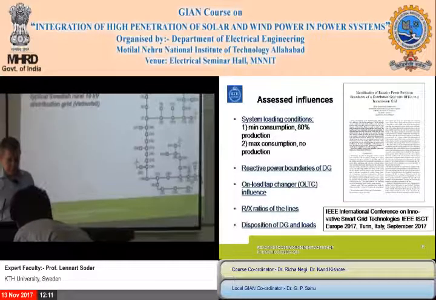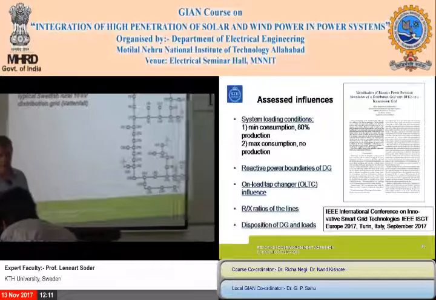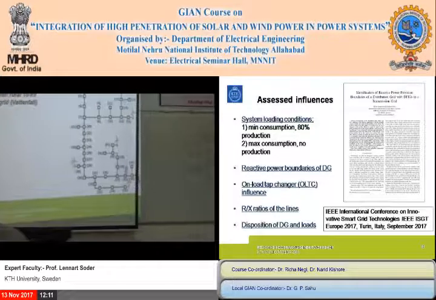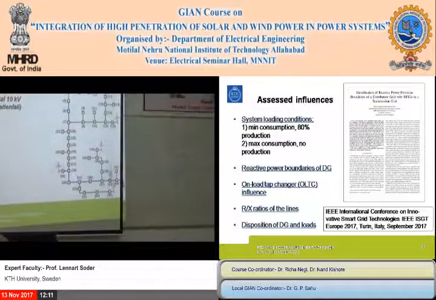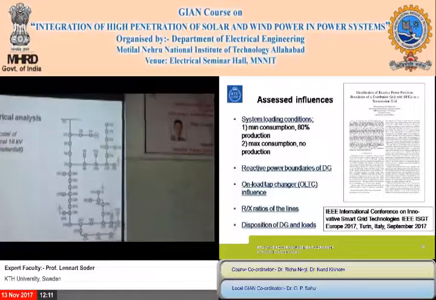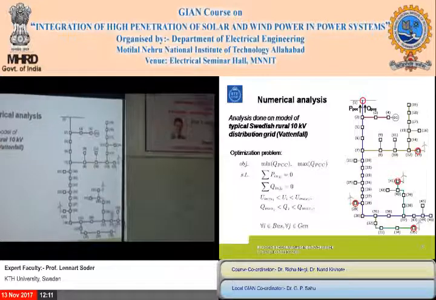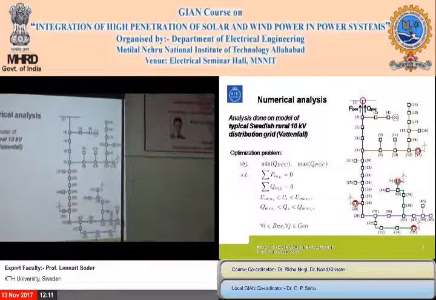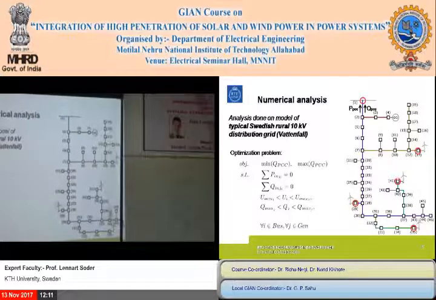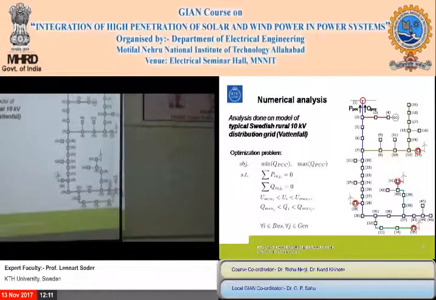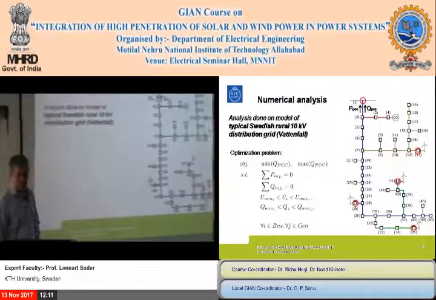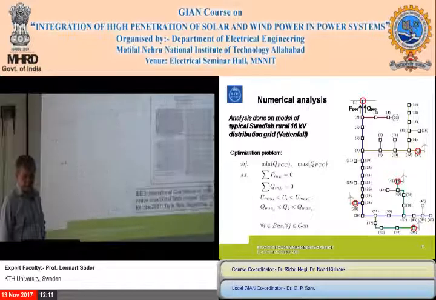So what we have done, as I said, is that we have made analysis on this grid, which is a typical 10 kilovolt distribution grid. We are cooperating with a Swedish hydropower company called Vattenfall. So it's a typical grid for Sweden. This I already said.